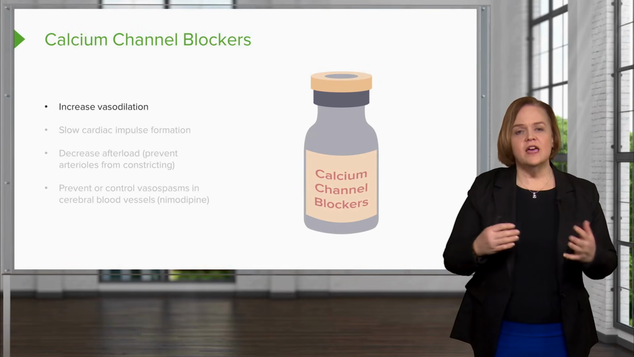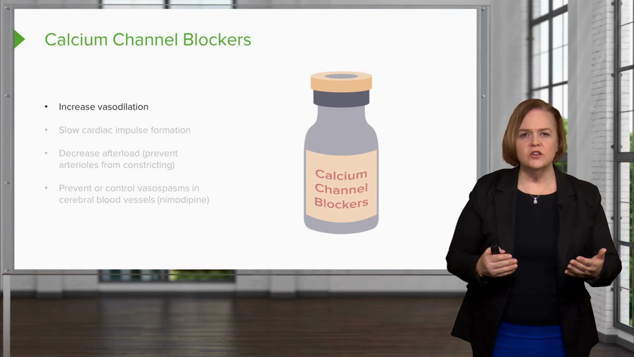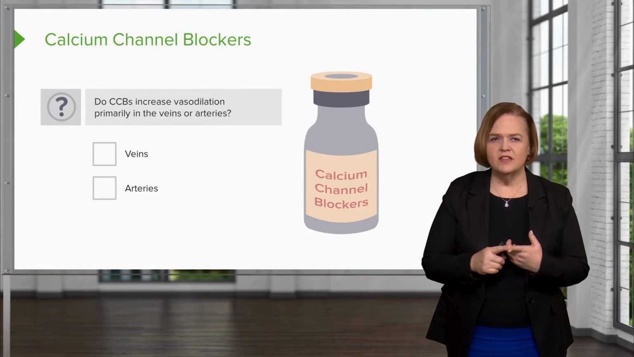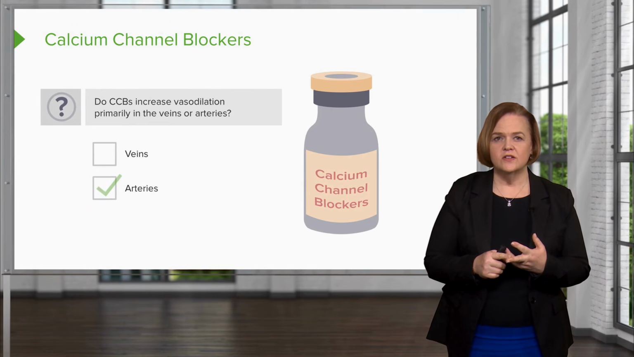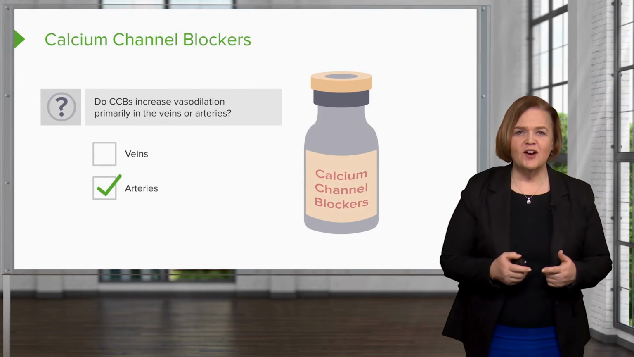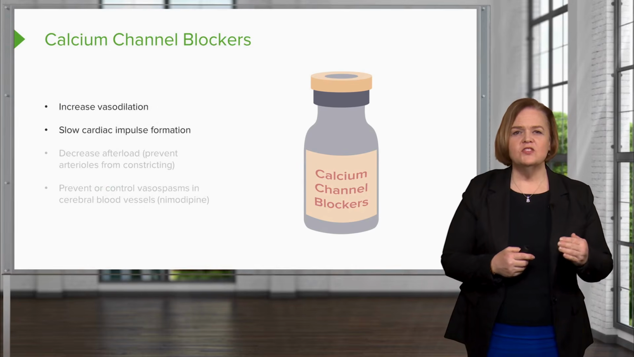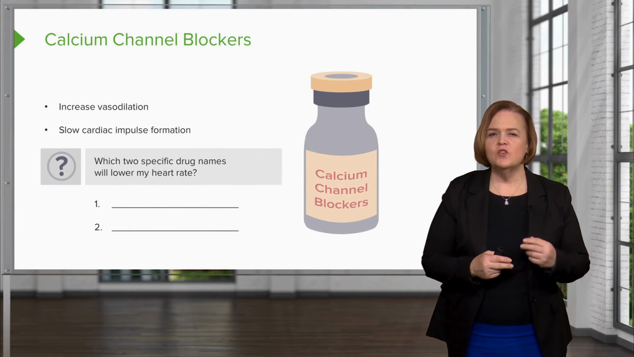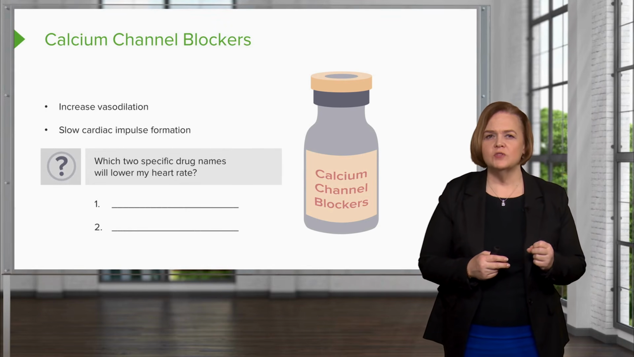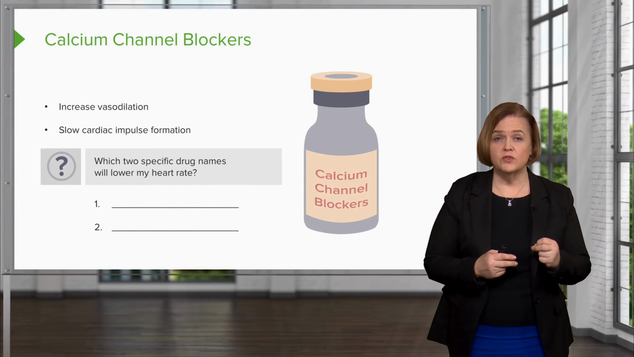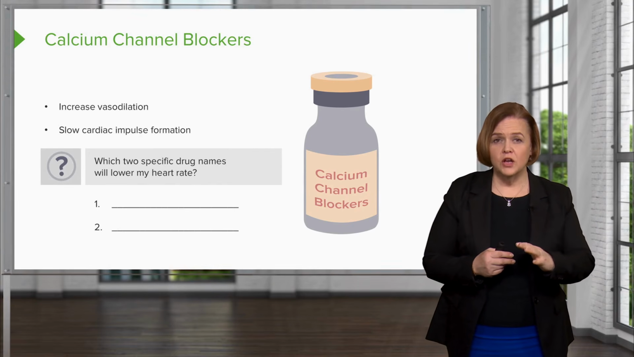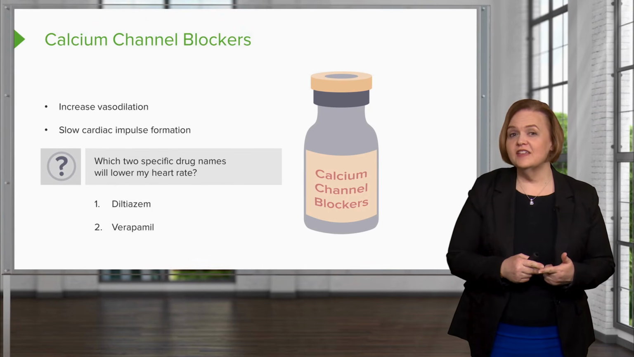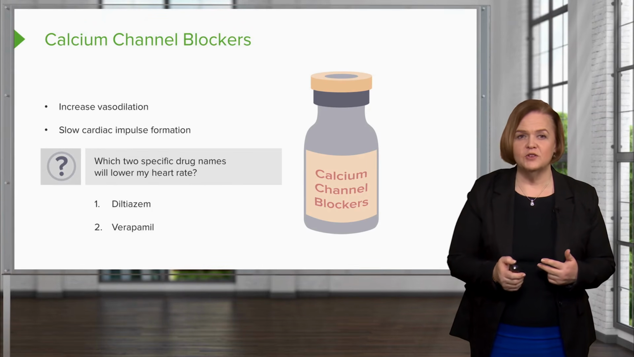Okay, so calcium channel blockers as a whole increase vasodilation. Now think with me, is that primarily in the veins or the arteries? Good, it's in the arteries, what we just talked about. They'll slow cardiac impulse formation. Now, which two specific drug names will slow cardiac impulse formation and therefore lower my heart rate? Great, diltiazem and verapamil, you got it.